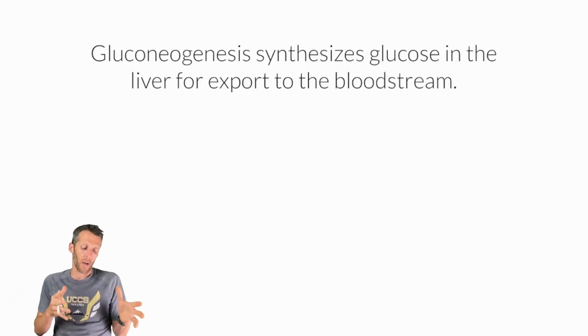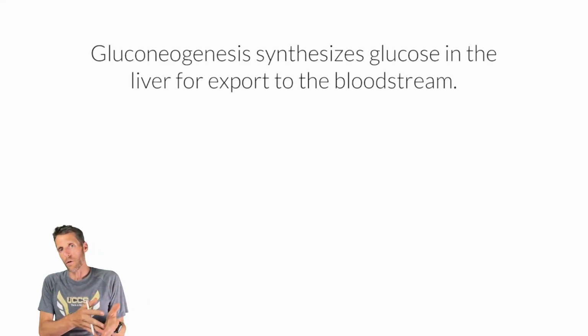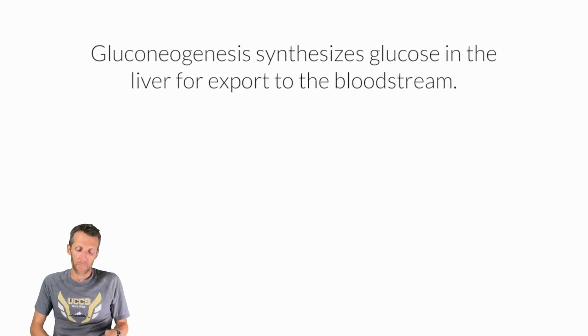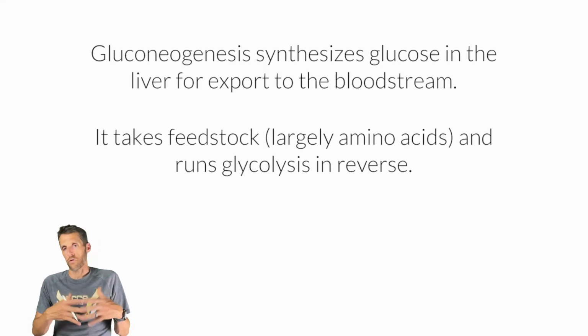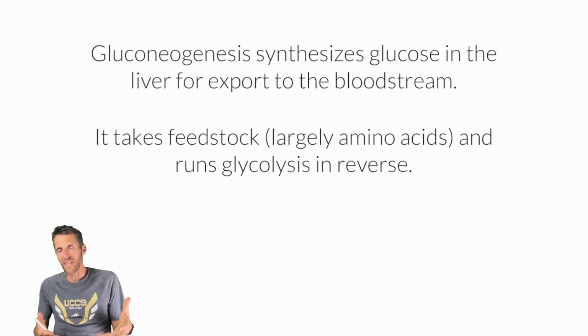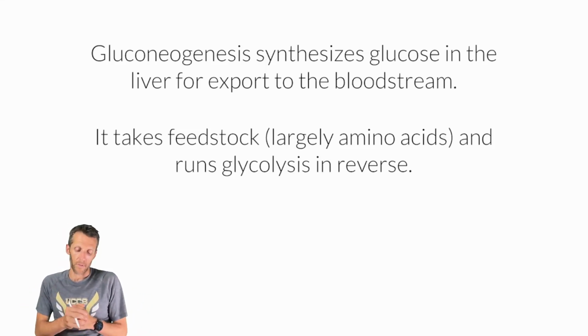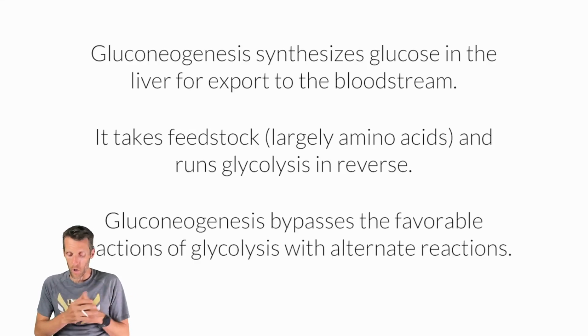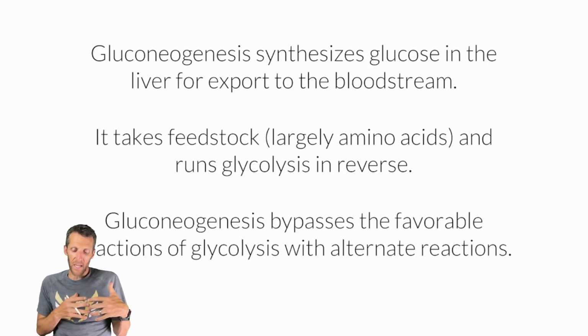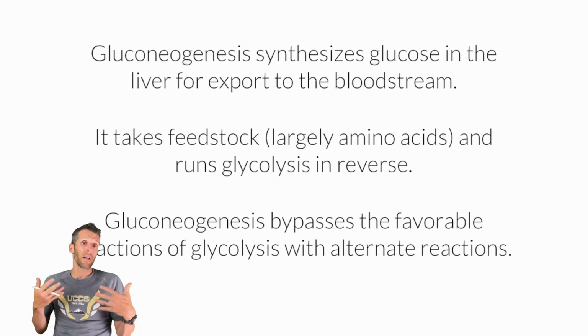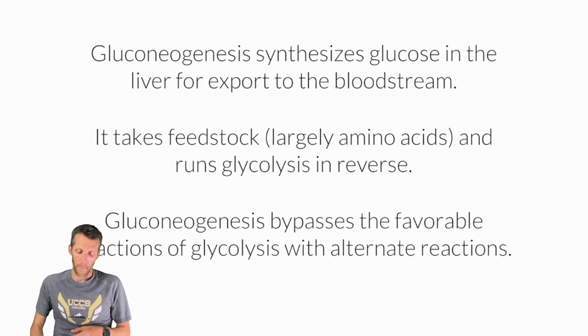Quickly to summarize it, gluconeogenesis synthesizes glucose in the liver for export into the bloodstream. It takes feedstocks, which through first approximation, are mostly amino acids, but also lactate and glycerol, and it can run glycolysis in reverse to generate glucose. And it bypasses favorable reactions of glycolysis with alternate reactions that take energy. So it's energetically expensive, but at the end of the day, you get out this glucose molecule that you need to keep your blood glucose high.